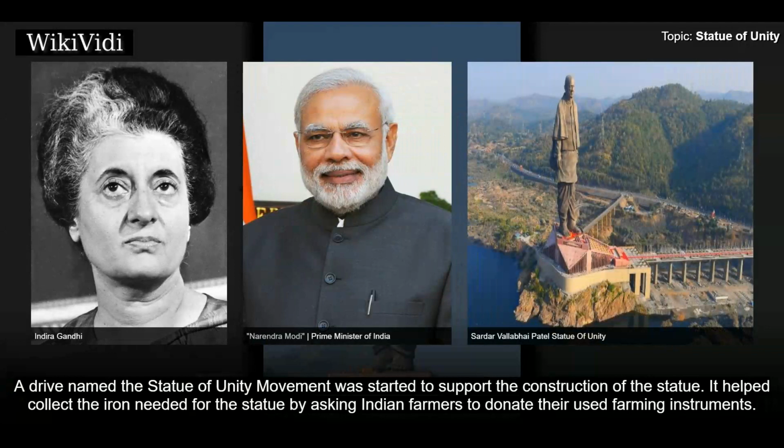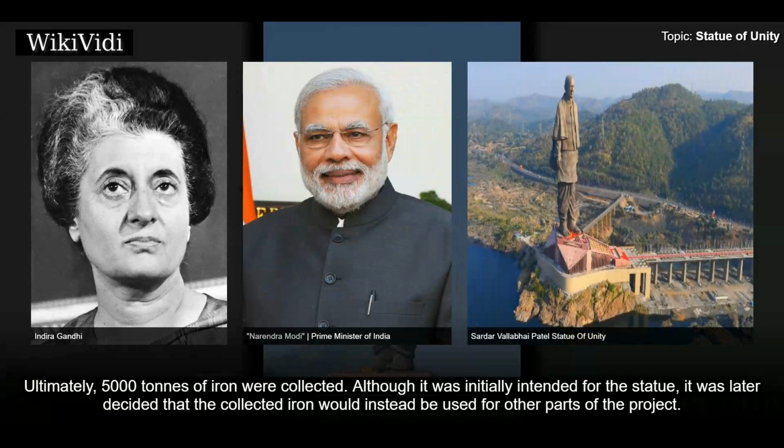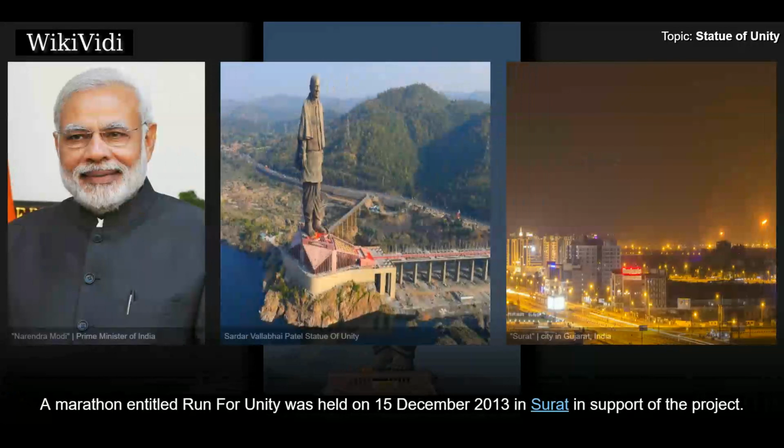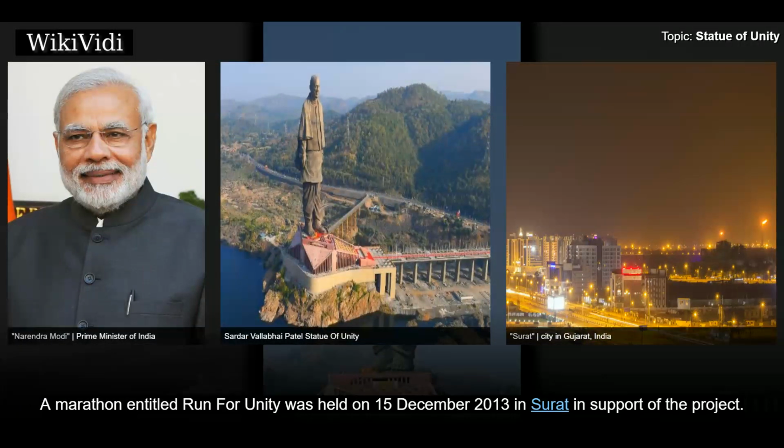It helped collect the iron needed for the statue by asking Indian farmers to donate their used farming instruments. Ultimately, 5,000 tons of iron were collected. Although it was initially intended for the statue, it was later decided that the collected iron would instead be used for other parts of the project. The Statue of Unity movement organized a Sahaj petition which was signed by an estimated 20 million people, which was the world's largest petition. A marathon entitled Run for Unity was held on the 15th of December 2013 in Surat in support of the project.